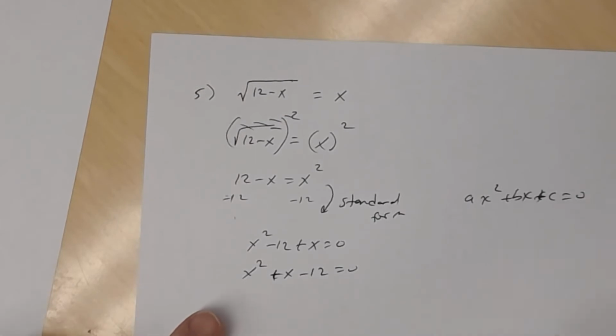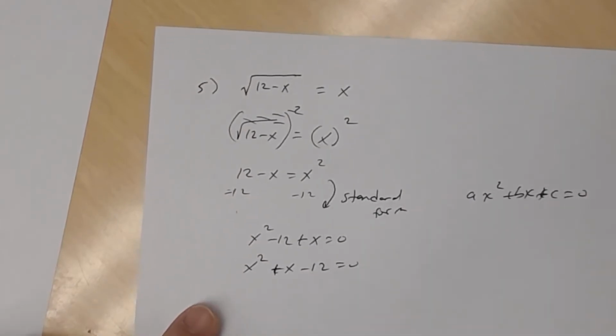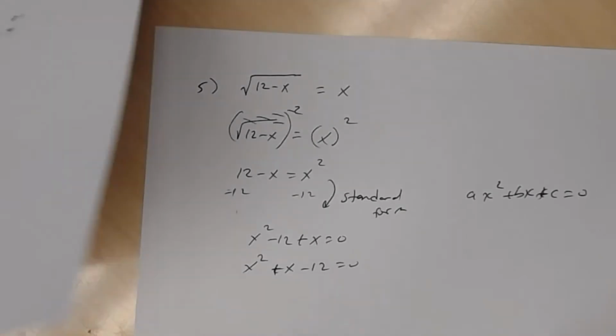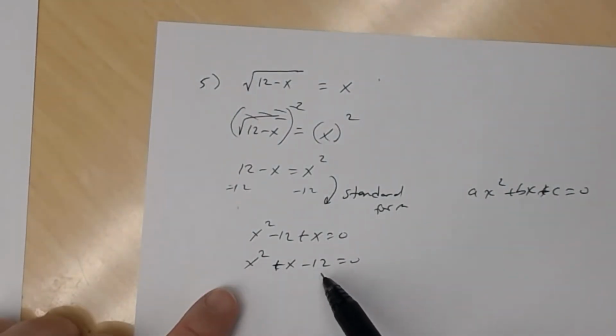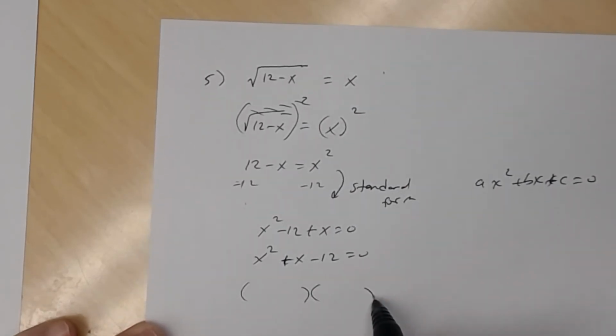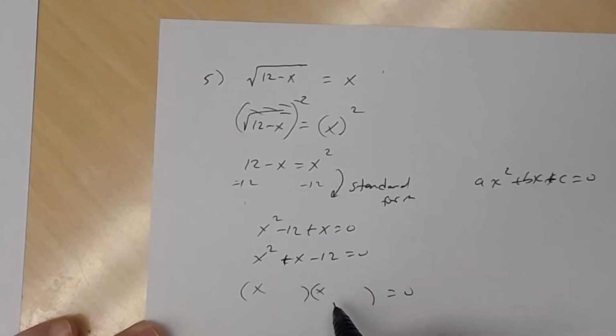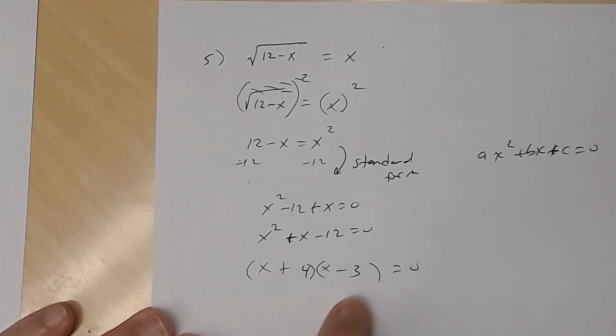Now, for the most part, these are going to be factorable. Remember we talked about the solutions being rational. That means that these quadratic equations are going to be factorable. So I'm going to go ahead and factor this. The factors that will work will be x plus 4 and x minus 3. Always check. The outer is negative 3x, the inner is 4x, and when you add them up, you get x. Positive 4 times a negative 3 is a negative 12.